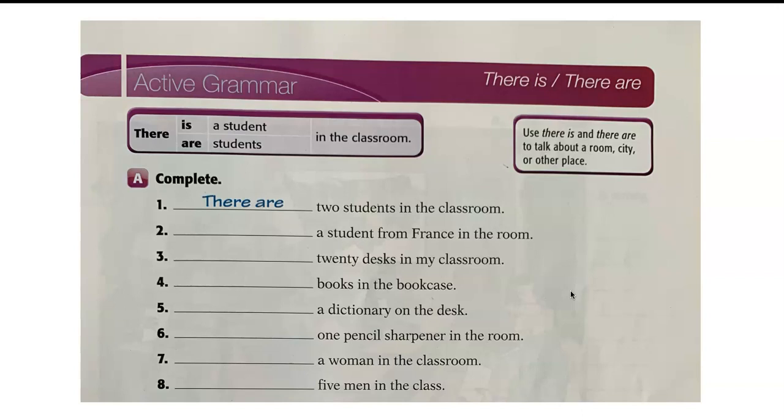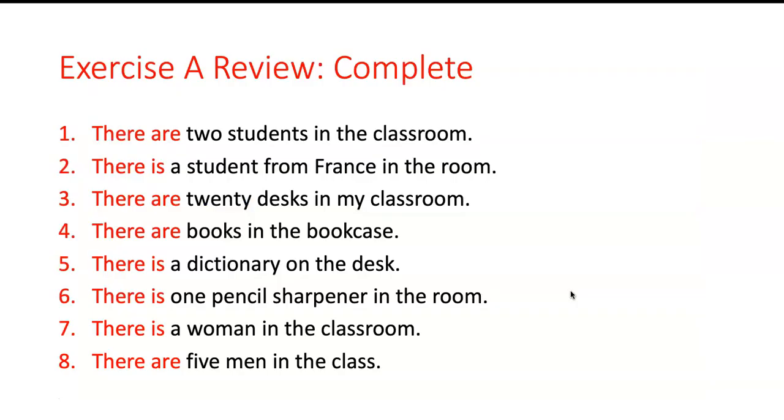Okay, so now that you come back, we are going to review your answers, okay? We have number 1, there are 2 students in the classroom. Number 2, there is a student from France in the room. Number 3, there are 20 desks in my classroom. Number 4, there are books in the bookcase. Number 5, there is a dictionary on the desk.